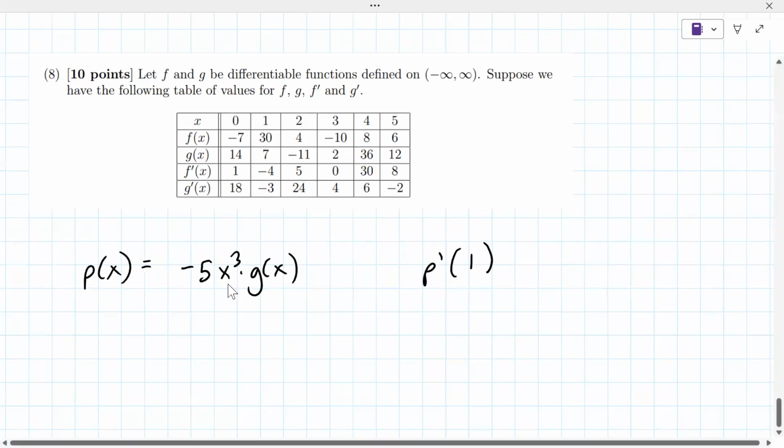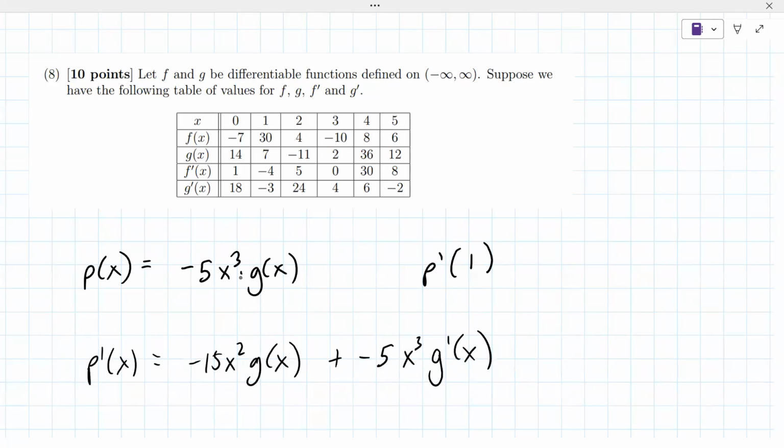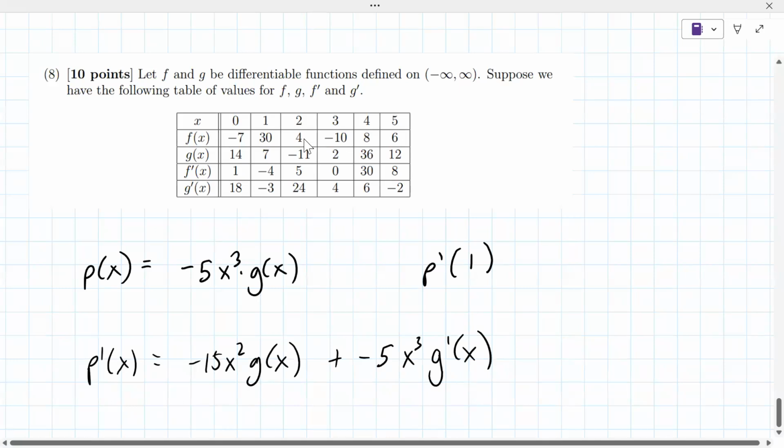So negative 15x squared times g of x plus negative 5x cubed times g prime of x. So negative 15 times the 1.